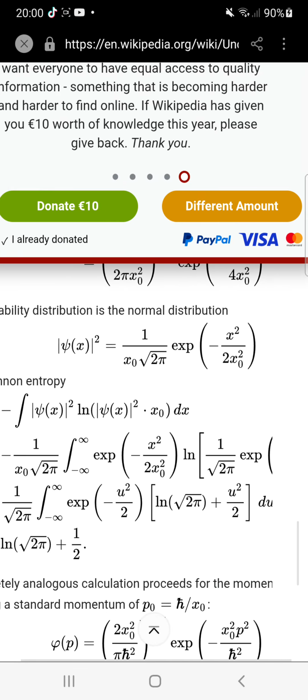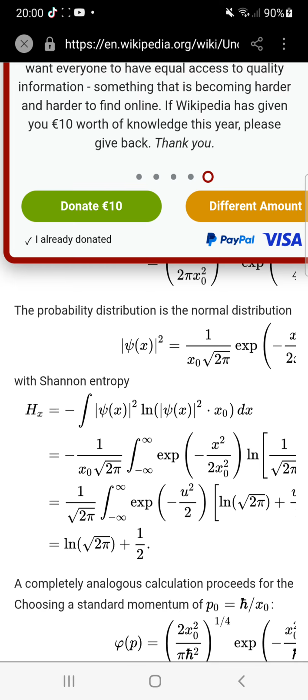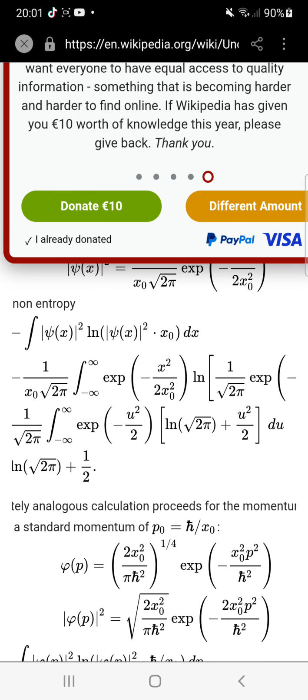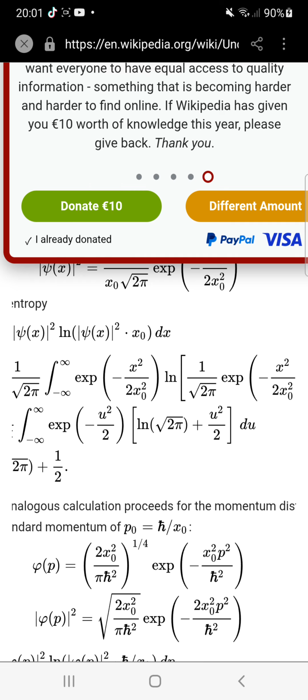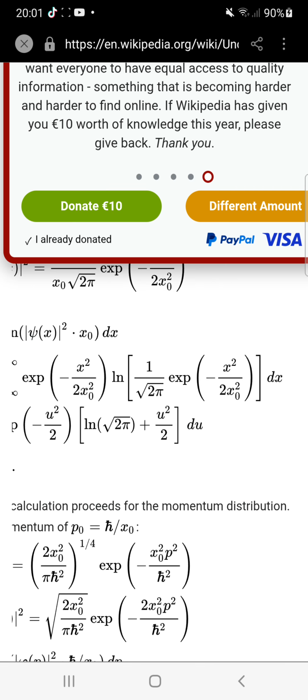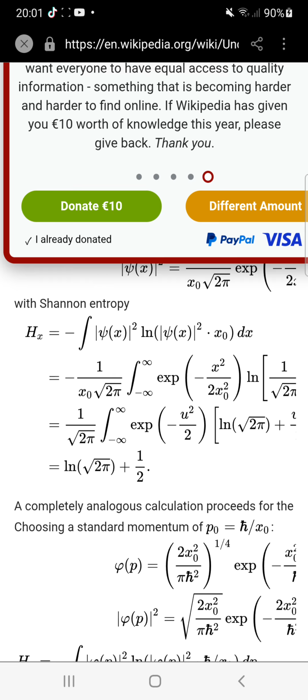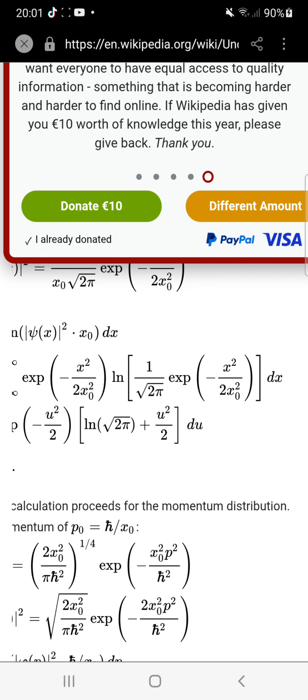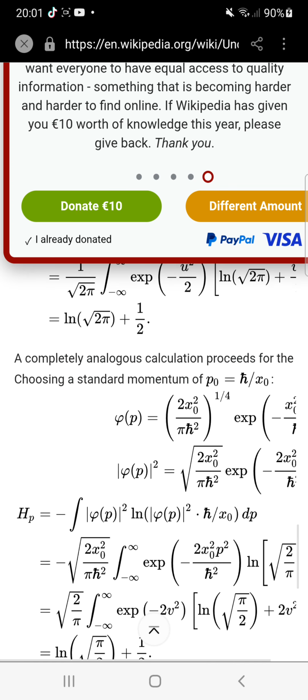With Shannon entropy, Hx equals minus the integral of g(x)² natural logarithm of g(x)² x0 dx, equals minus 1/(x0 root 2π) integral from minus infinity of e^(−x²/2x0²) natural logarithm of 1/root 2π e^(−x²/2x0²) dx, equals 1/root 2π integral of e^(−u²/2) (natural logarithm root 2π plus u²/2) du, equals natural logarithm root 2π plus half.